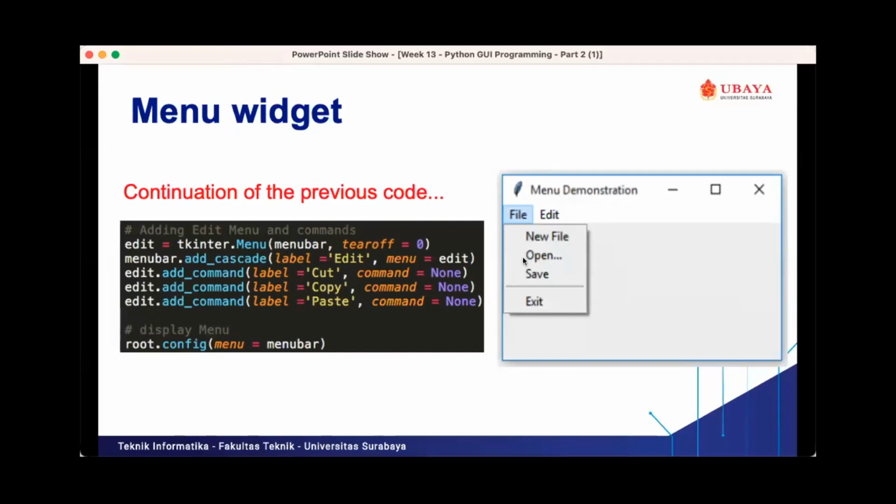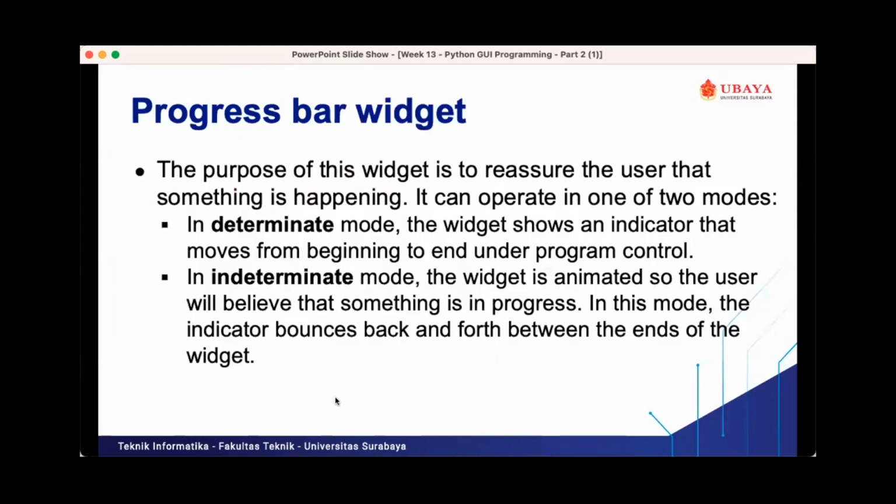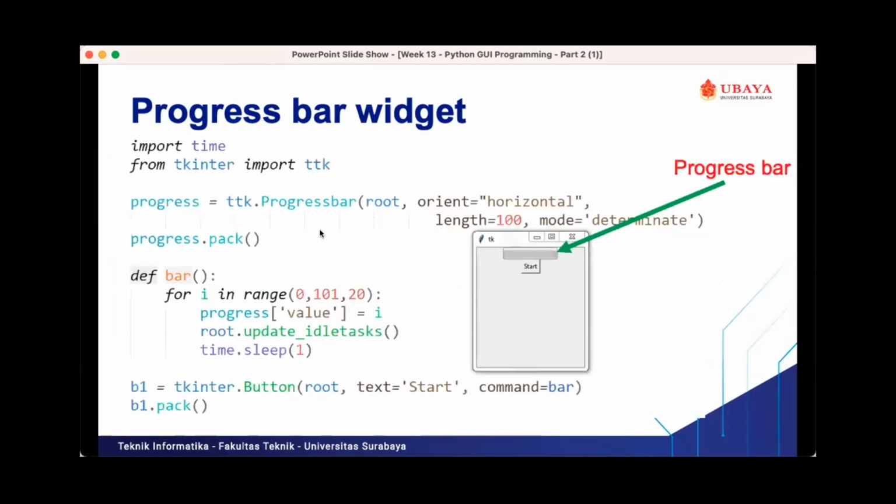Okay, as you can see here, that's why in this slide I use the Windows operating system, right? This is the form or the window from the Windows operating system. So that's why I cannot run this code on my operating system. And it also happened for the next slide, for the progress bar widget. I cannot run this code on my operating system, which is Mac OS.